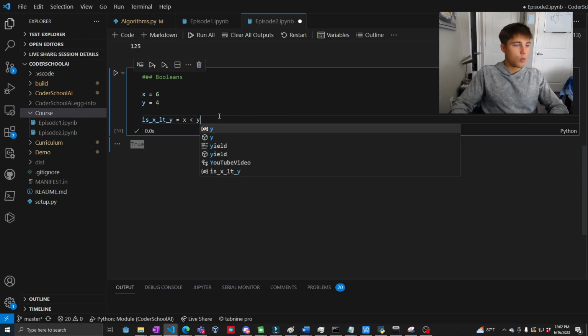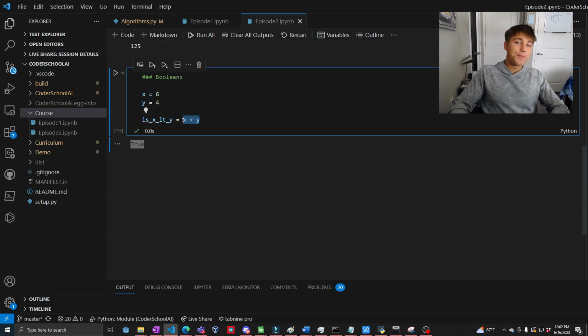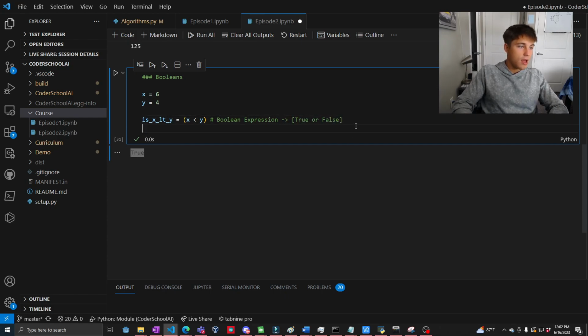X less than y. Where did I get this from? This little less than sign is going to check to see if this is less than that. That's going to create us a little Boolean expression. And then that's going to have some sort of truth value, right? That's going to give us either true or false, right? One of those two, right? I could print that, and no matter which way I change these variables, that's either going to be true or false.